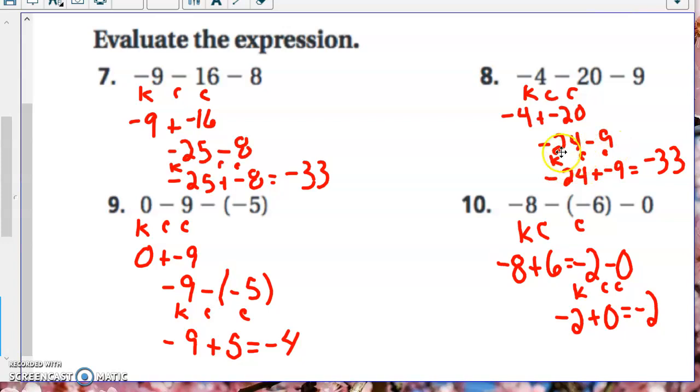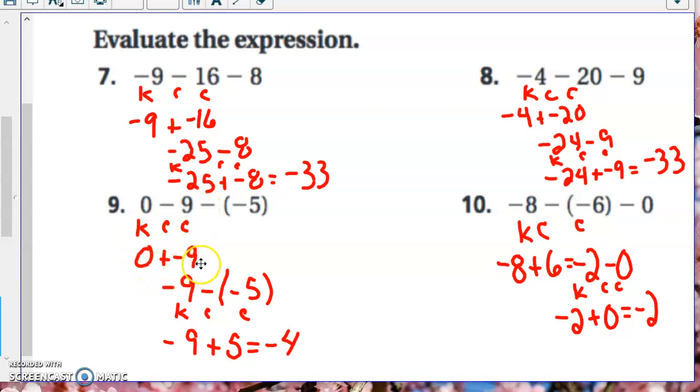Keep, change, change, negative 24 plus negative 9. Those again have same sign, so I add and keep the same sign. Gives me the same answer as the last one, negative 33. Okay, keep, change, change turns into 0 plus negative 9.